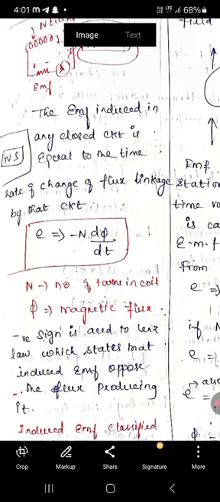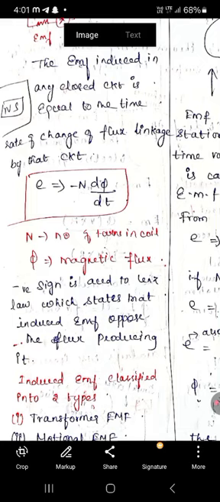Here we replace it with N, where N is the number of turns of the coil. The negative sign indicates that the induced EMF always opposes the flux. If the flux starts to increase, the induced voltage tries to oppose that increase in magnetic flux.